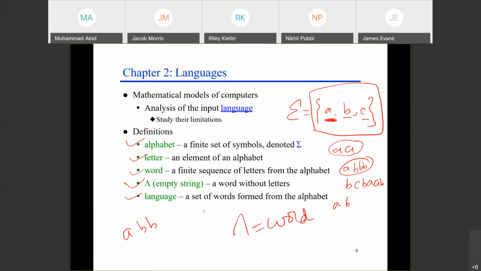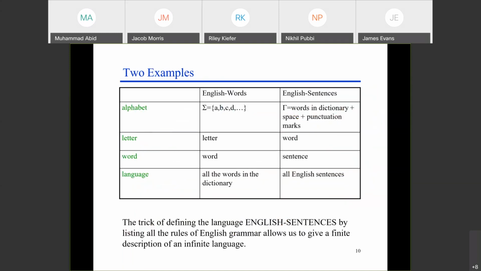Okay, that's great. So now let's see the comparison of this with the English language, as I already did that. You have your summation, which is your A, B, C, D. This is all your alphabets, and each member of this alphabet is your letter. You combine these letters, you make words. You combine these words, you make a language. So this is basically your example of English.